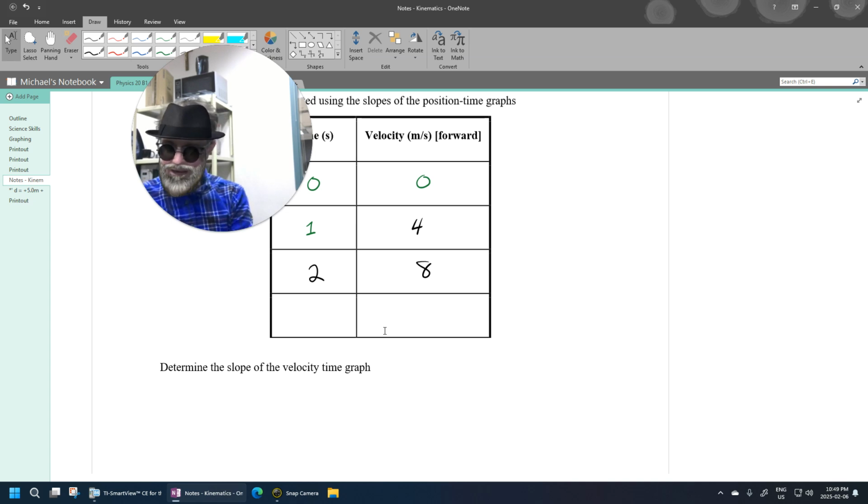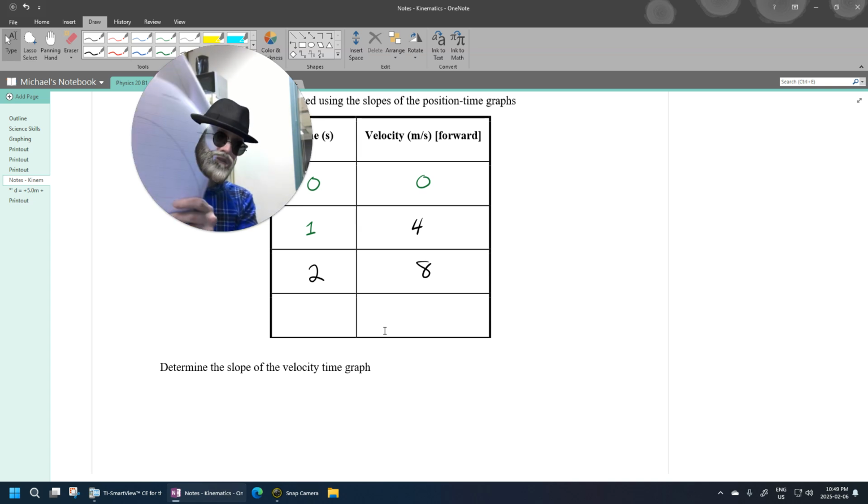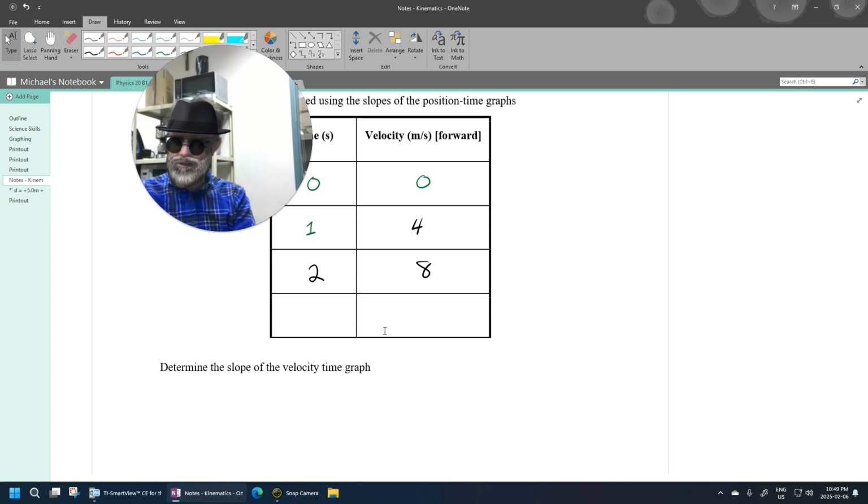And then when we get back from our weekend, we will look at some other graphs as well. You'll see that we have additional curved graphs here in our notes. We'll do the same thing with those, and we're going to analyze those velocity time graphs. And yeah, that'll be it.